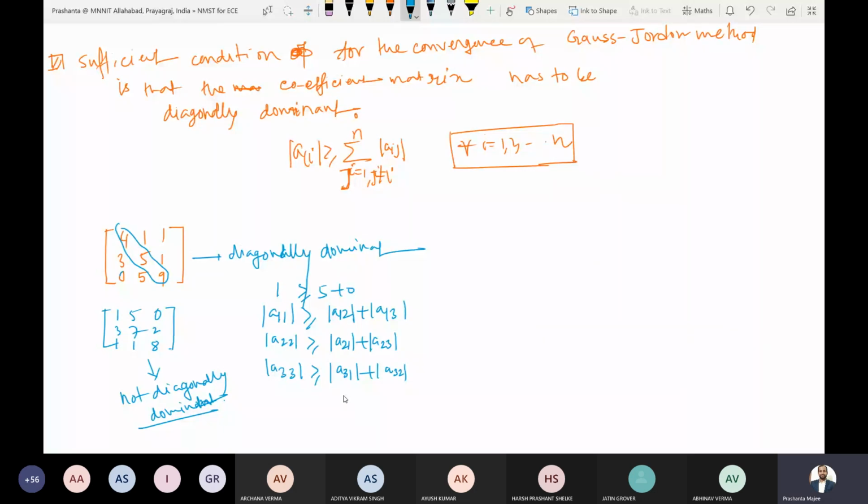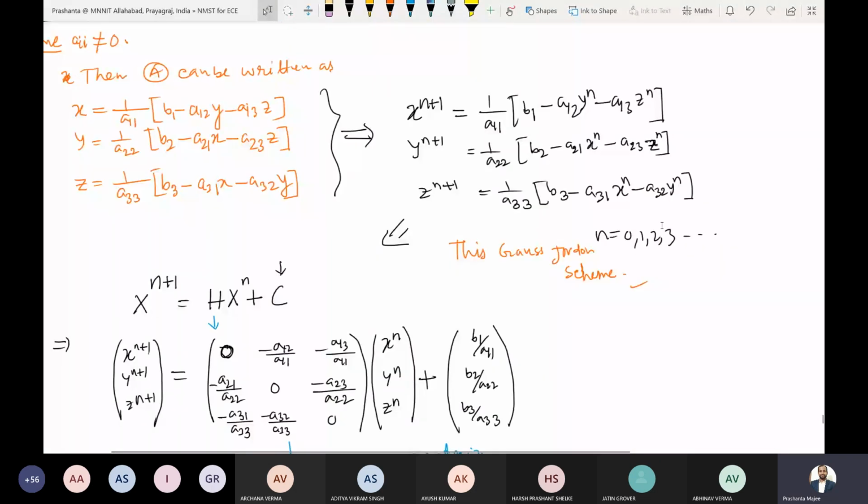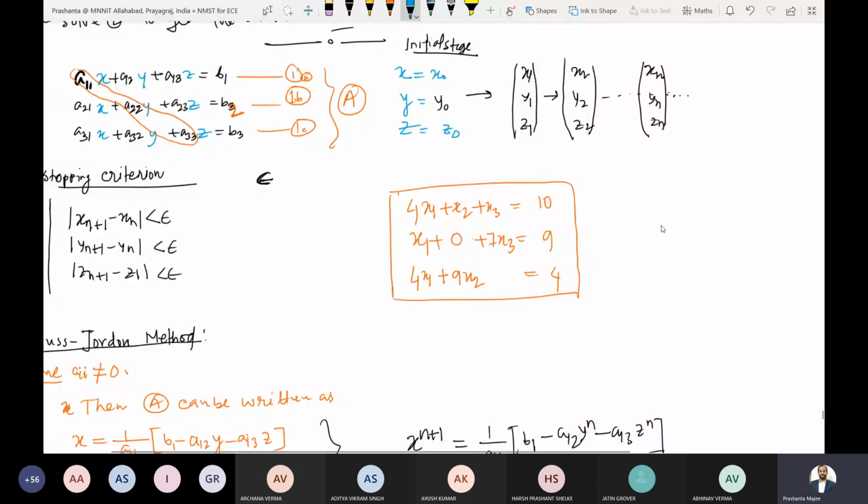So you know what is diagonally dominant. If the matrix is diagonally dominant, you can certainly apply the Gauss-Jordan scheme. Now can you tell me, here in this system, how shall we write down the Gauss-Jordan scheme? What we are doing basically is solving for x1 from the first equation, x2 from the second equation, and x3 from the third equation. Then we are creating the scheme.